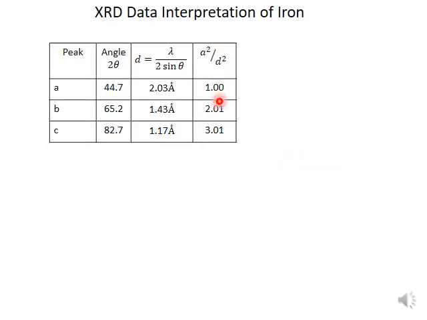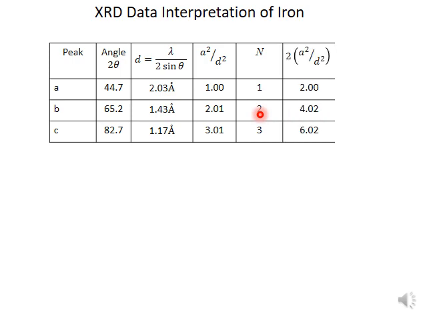If you look at this a squared by d squared number, you just multiply it by 1, or just leave it here. These are very close to integers, so they can be your n's, which would be 1, 2, 3. And this would correspond to a simple cubic system, because for simple cubic system n starts from 1. But you can also multiply it by 2, and if you multiply this a squared by d squared by 2, you get these numbers, which are again very close to an integer combination, which is 2, 4, 6. And 2, 4, 6 represent a body-centered cubic system.